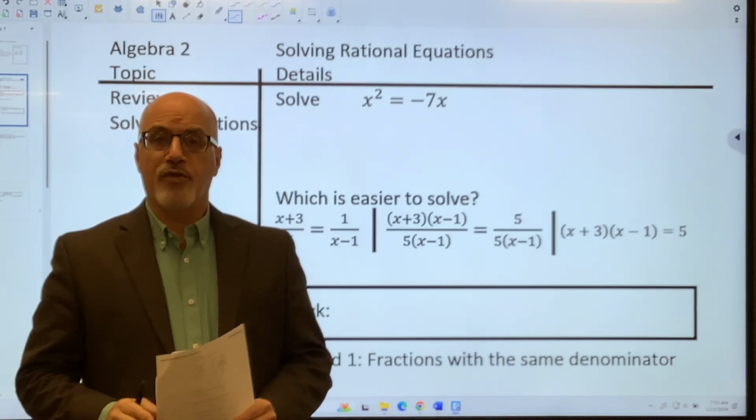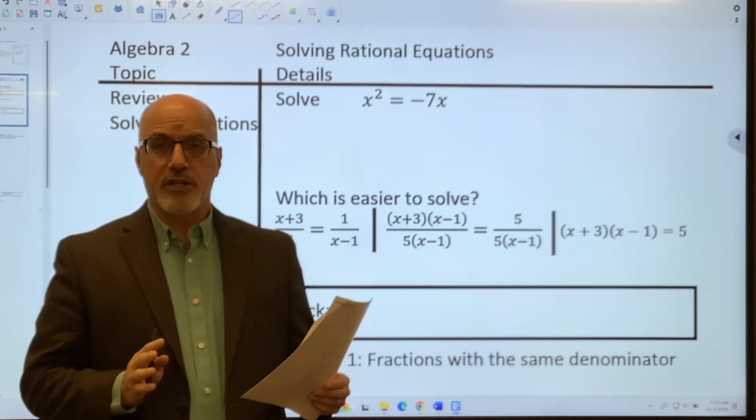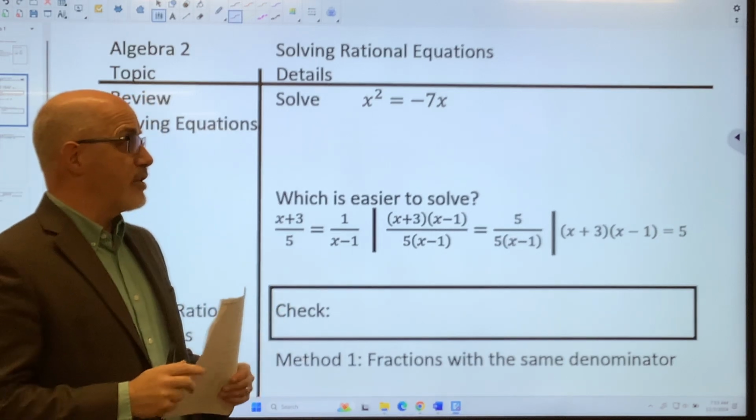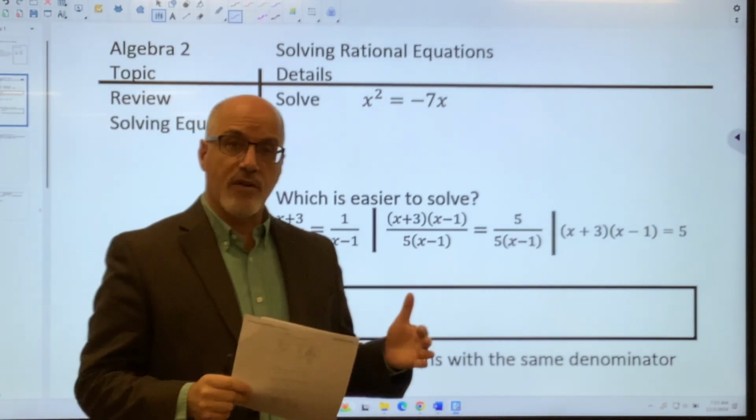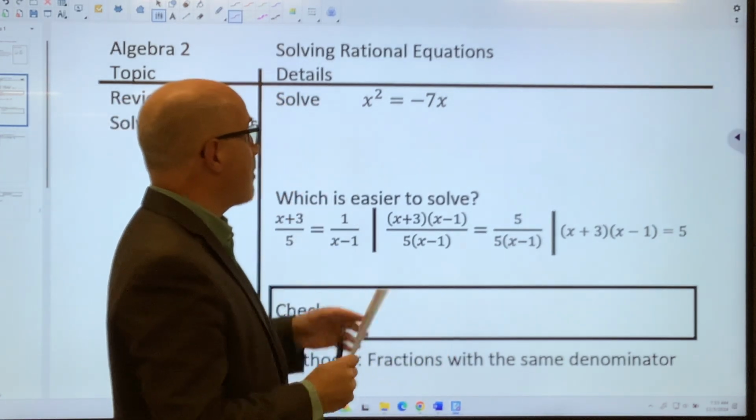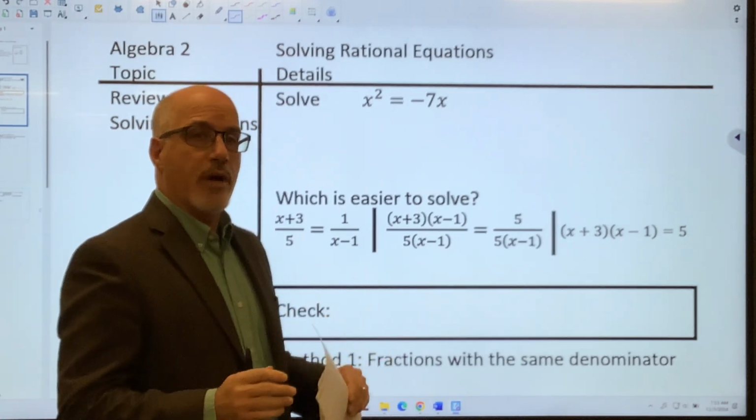For this lesson, we're going to move from simplifying rational expressions to solving rational equations. So our objective is that we can solve rational equations. I'm going to start by reviewing solving a quadratic.